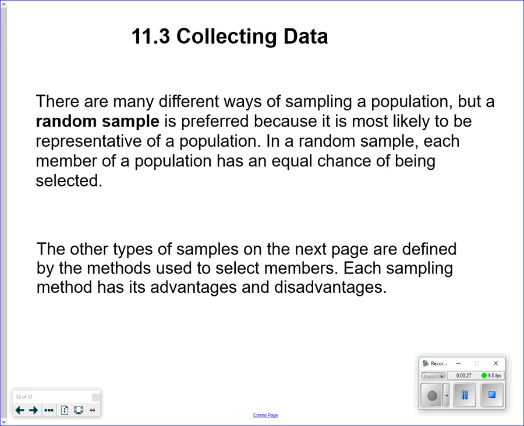So here we go, 11.3, different types of collecting data. There are many different ways of sampling the population. A random sample is preferred because it is the most likely to be representative of the population. In a random sample, each member of the population has an equal chance of being selected. Now, there are other types of samples that we'll observe on the next page. Each of these samples has different advantages and disadvantages, like reasons that you might choose to do this type of sampling. So here we go.